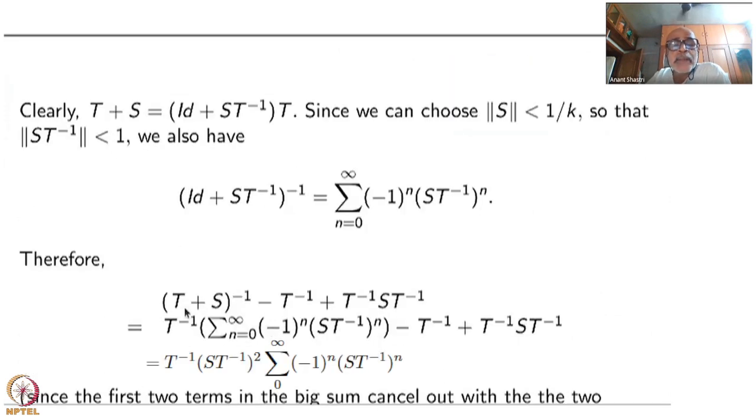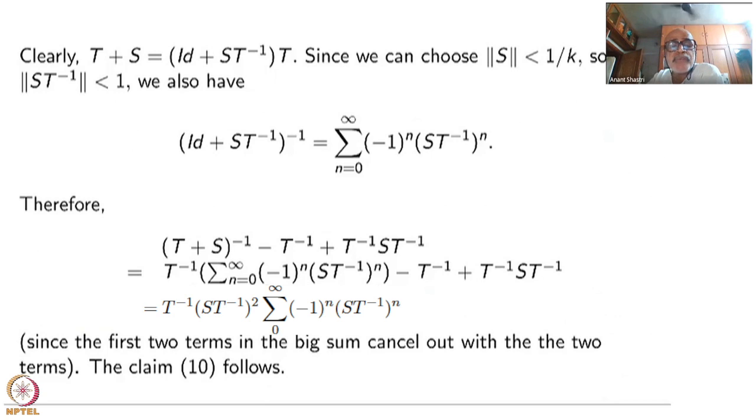Therefore, T plus S inverse minus T inverse plus T inverse ST inverse. I'm computing this one. Okay. So T plus S inverse can be written as, now, T plus S was this one. Its inverse will be T inverse into identity plus ST inverse. Identity plus ST inverse is this summation. So I'm writing that T inverse into that summation, minus T inverse plus T inverse ST inverse as it is, they are terms.